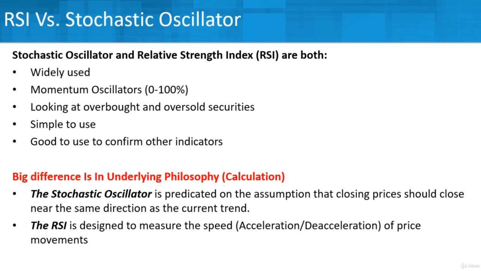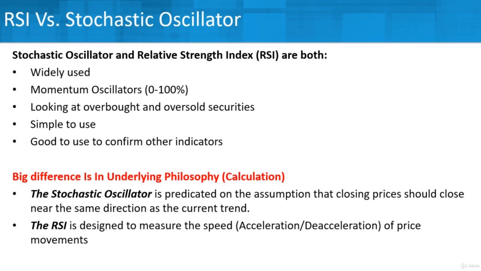So really what the big difference is, and how we might apply that, is the underlying philosophy, which gets into the math, which gets into the calculation. Again, you don't have to calculate on your platform, but if you think about it philosophically, this is where the difference comes in. The stochastic oscillator is predicated on the assumption that closing prices should close near the same direction as the current trend. So if you've got an uptrend, you should have uptrending closing prices, and that close should close near that same direction, or in that trend. So it emphasizes that trend part of the closing prices.